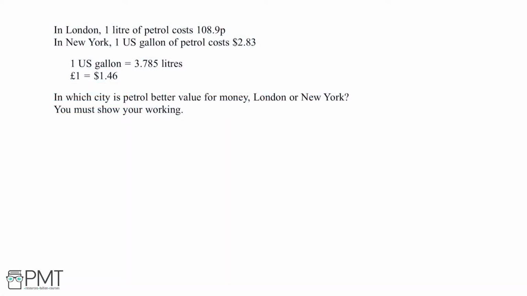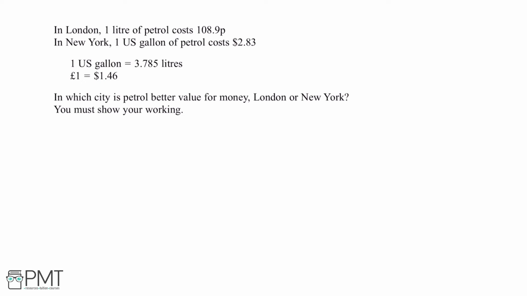In London, 1 litre of petrol costs 108.9 pence. In New York, 1 US gallon of petrol costs $2.83. 1 US gallon equals 3.785 litres. £1 equals $1.46. In which city is petrol of better value for money, London or New York? You must show your working.